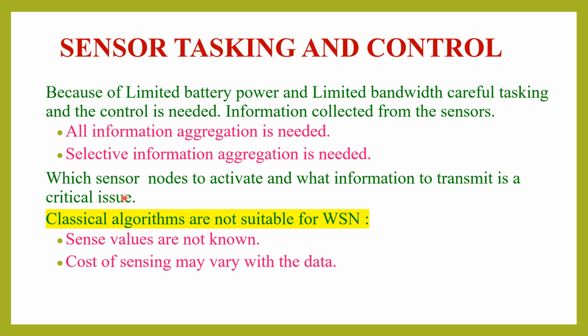Not only this, the algorithms used by wireless sensor networks have to be updated, because as we all know, it is not like any other communication network. It senses values which are not known, and even the cost of sensing may vary with the kind of data we sense. So basically we should manage the energy based on the information, or based on the location of the nodes, and also based on the algorithms we are going to impose in a sensor.